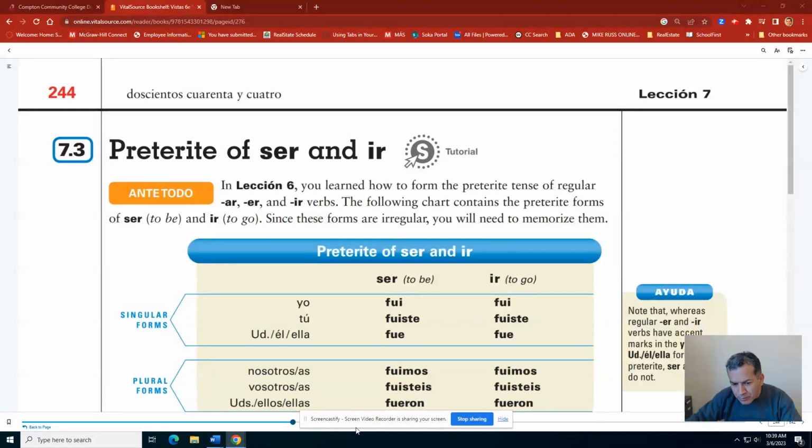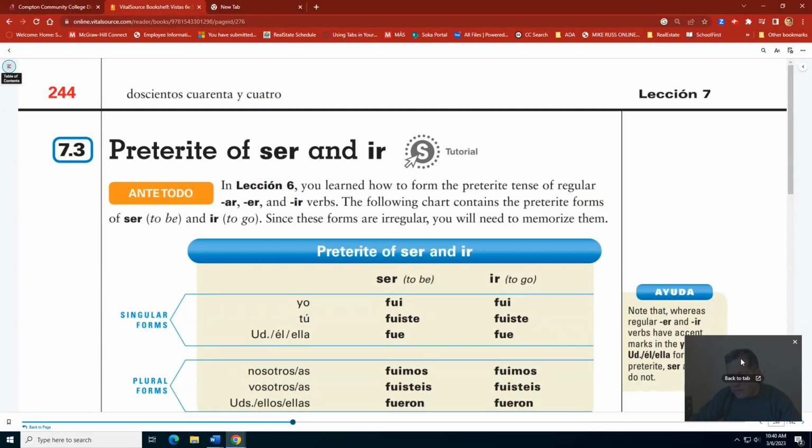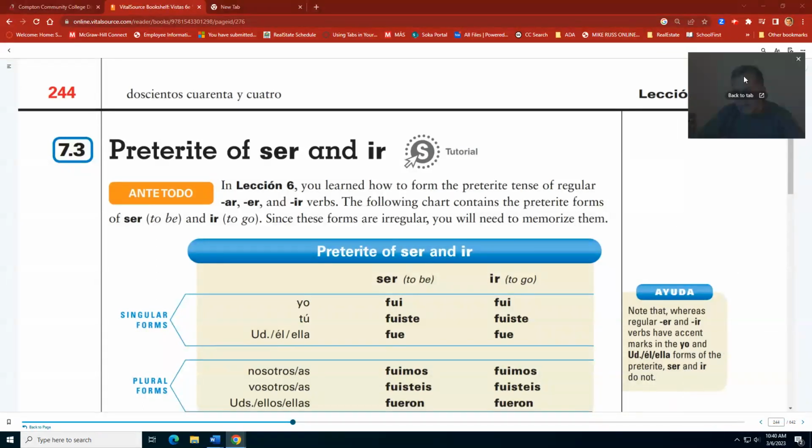Pues, muy bien. Here, what we're gonna do is start with the preterite of ser and ir. Hopefully, you guys can see. I'm gonna do this in English. So let's start. Okay, I'm gonna go slow.